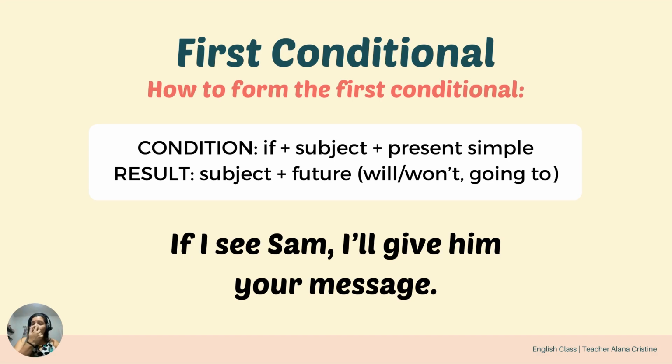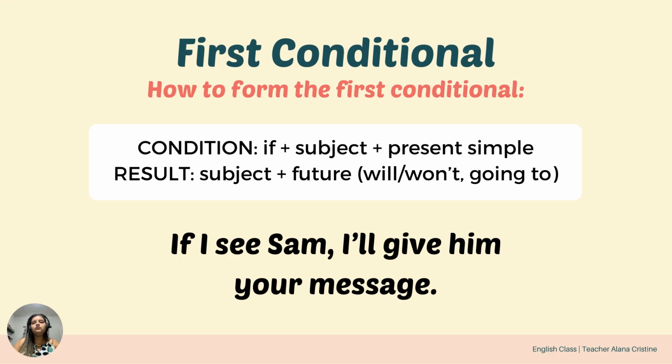Então, para formar essa first conditional, eu tenho que colocar aí nessa ordem. If I see Sam, com a frase que está a condição, a palavra if é obrigatória. E junto com ela vai vir o sujeito e o verbo no simple present. Já na outra frase, que vem depois da vírgula, a gente vai colocar o sujeito, que pode ser qualquer outra pessoa. Não precisa ser só o you, tá bom?